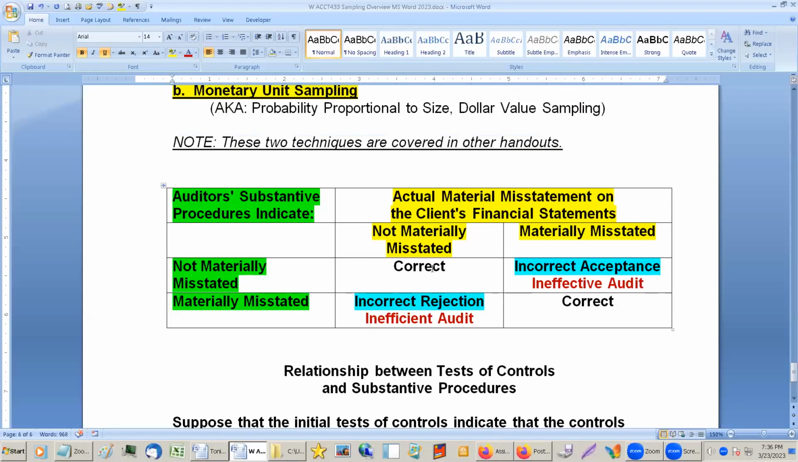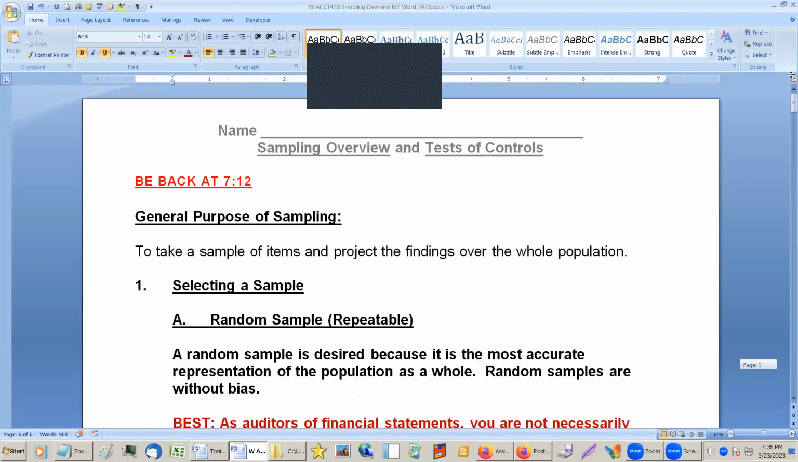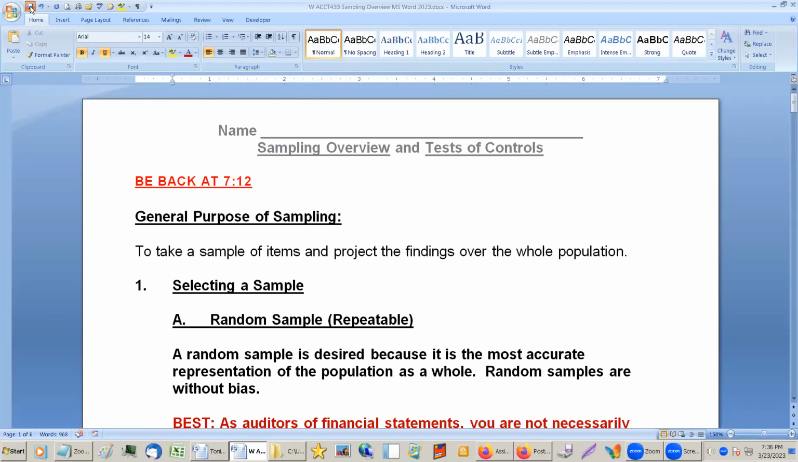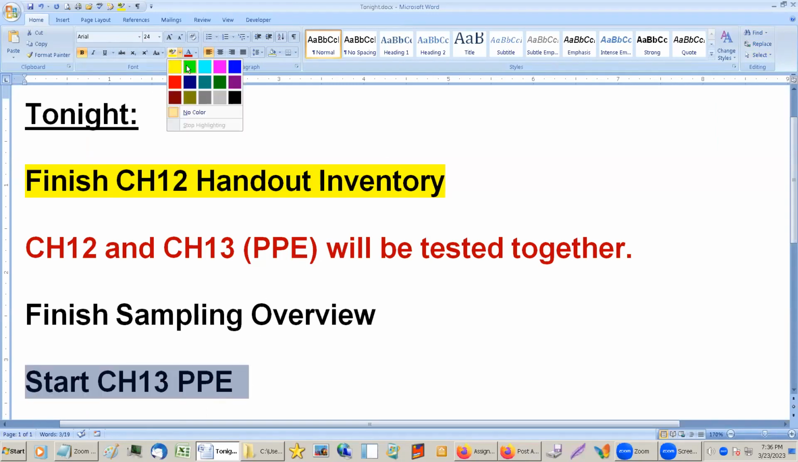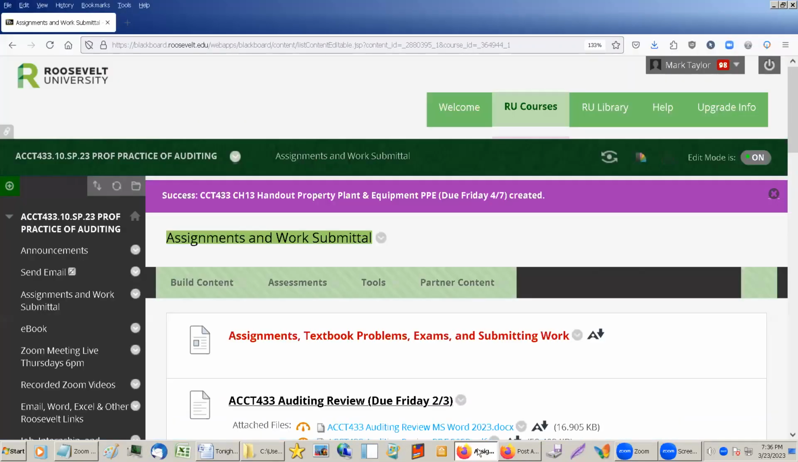All right, let's just stop there. So we have 2 things we can turn in now. We'll do this next week. We'll start chapter 13 next week.